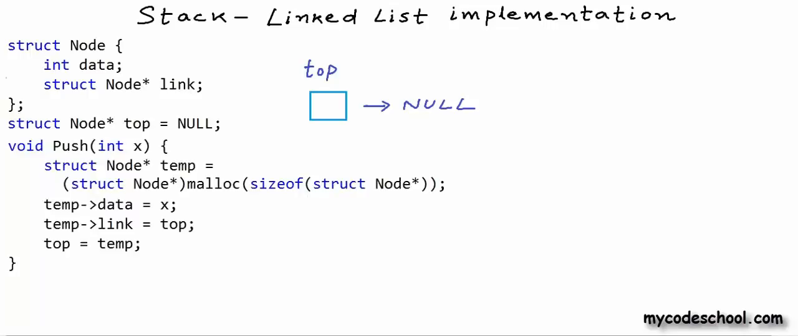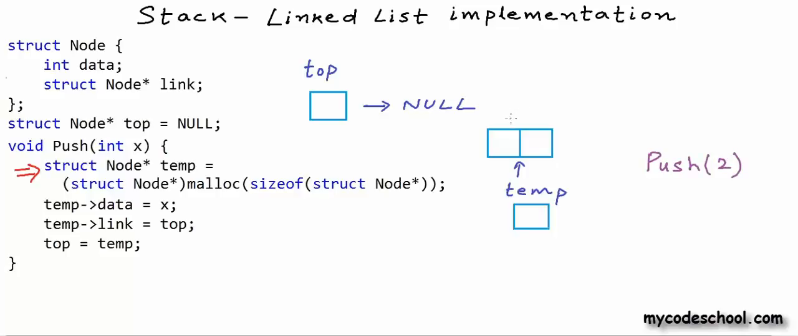This is my push function. Push is taking an integer x as argument that must be inserted onto the stack. The first thing that we are doing in push function is creating a node using malloc. Let's say in this logical representation that I'm showing here, I'm performing a push operation. So I'm making a call to push function, passing it number 2 as argument. So a node is created in memory, in what we call the dynamic memory or heap. Let's say the address of this node is 100. Temp is a pointer pointing to this node.